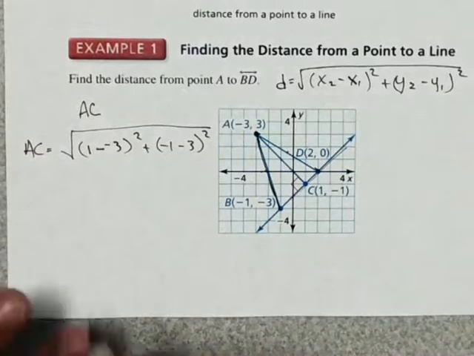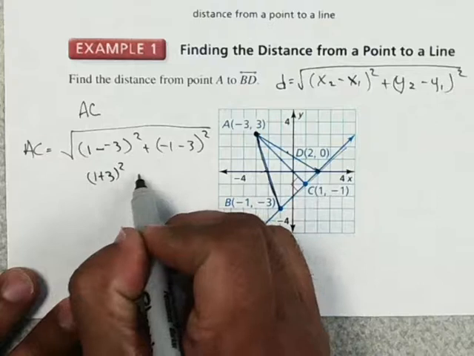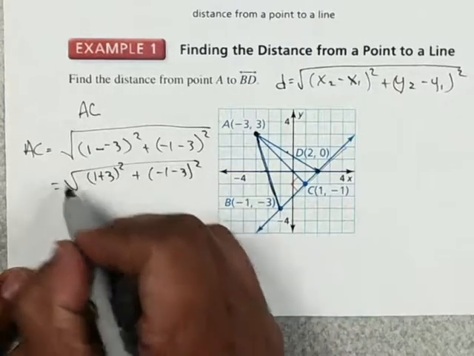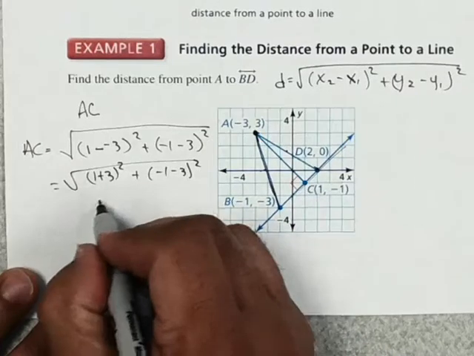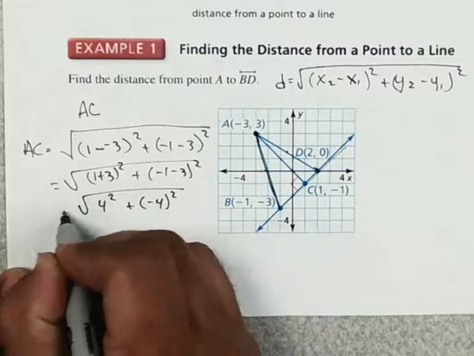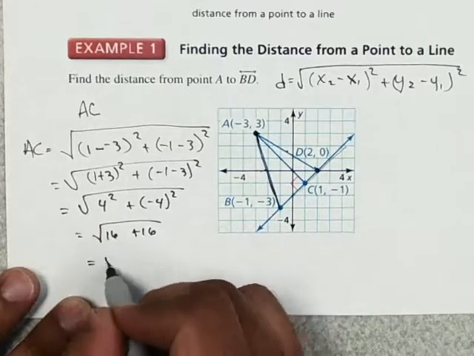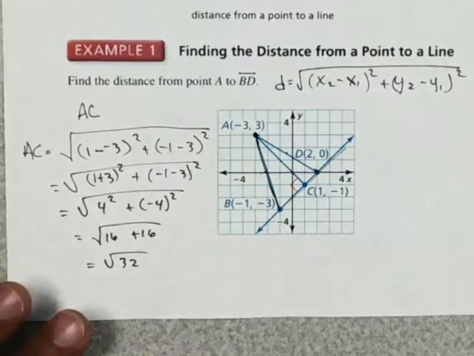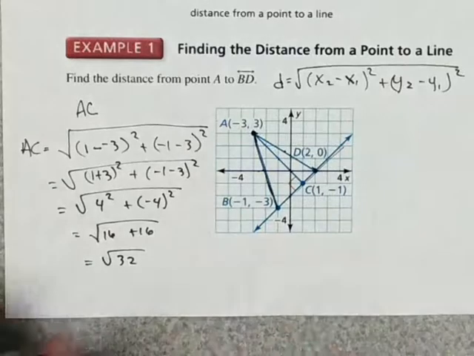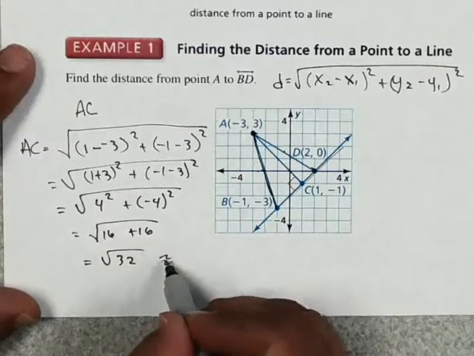And so let's simplify this. This is going to be 1 plus 3 squared, and this is going to be -1 minus 3 squared. Don't forget the square root. Simplifying this gives me 4 squared plus -4 squared, which is going to give me 16 plus 16, which gives me the square root of 32. This doesn't tell me to simplify or round it, so I could leave it as the square root of 32.